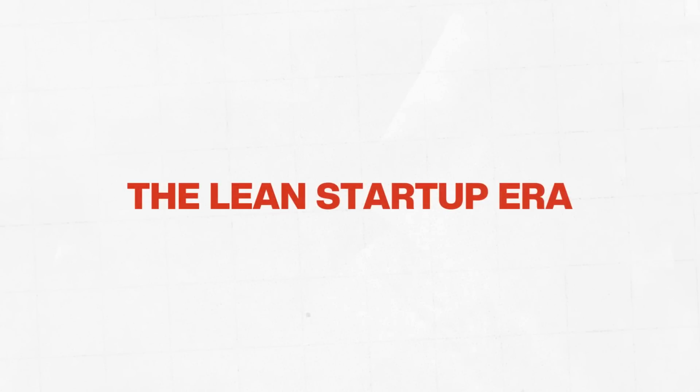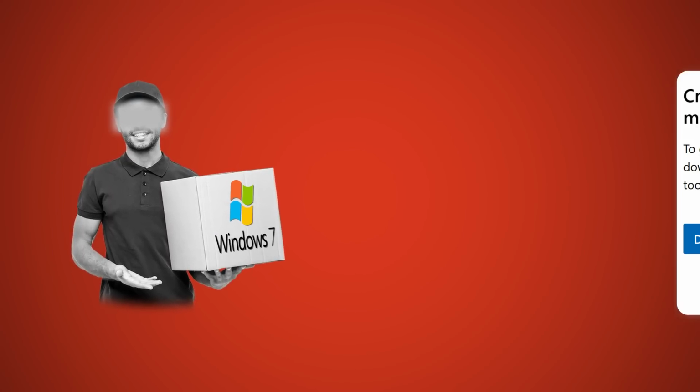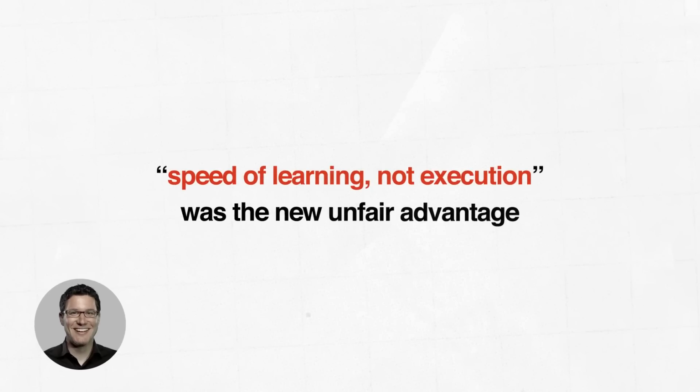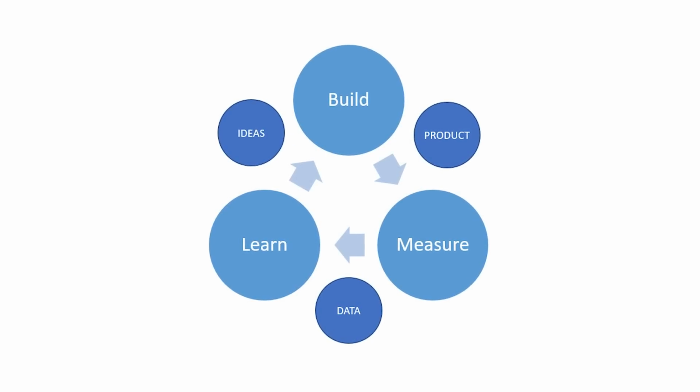Then came the lean startup era. Fast forward a decade, Eric observed that the way we build products had drastically changed. Products had gone from being delivered in a box to being delivered over the internet. And customers no longer wanted to just wait for long release cycles, they wanted value delivered to them continuously. Some of the best companies at the time, like Amazon, Facebook, and Google, were already leveraging the internet to release early and often and using customer feedback loops to iterate on their products quickly. He recognized that speed of learning, not execution, had become the new unfair advantage, which he codified in this image that became the bumper sticker for the lean startup movement.